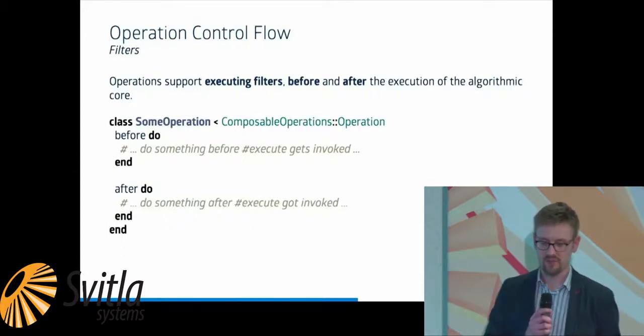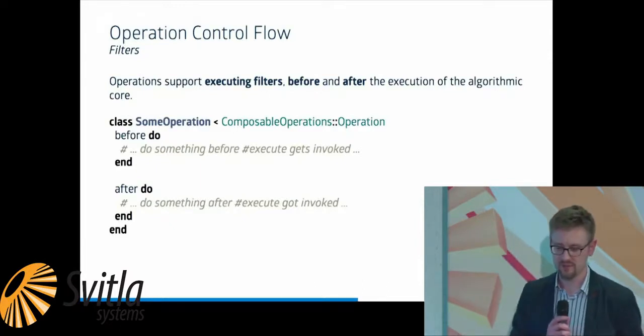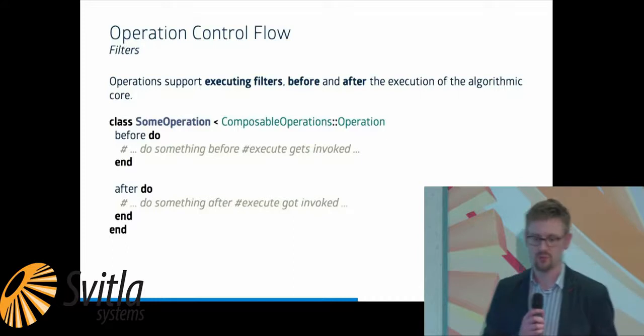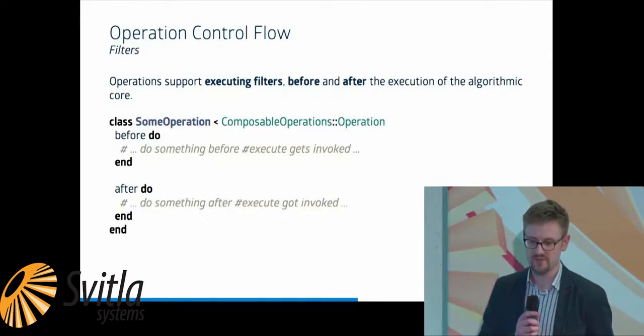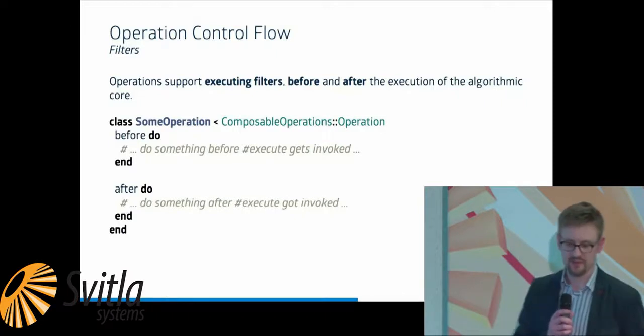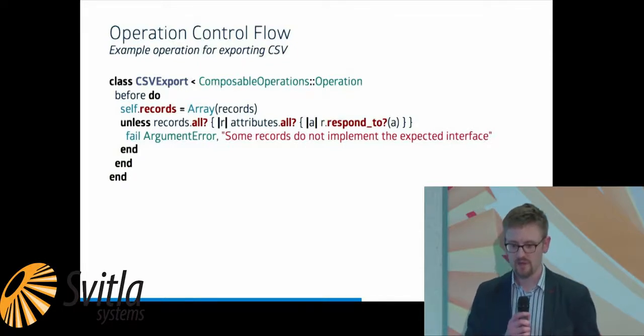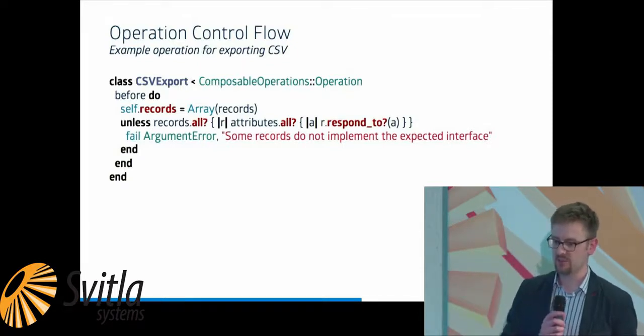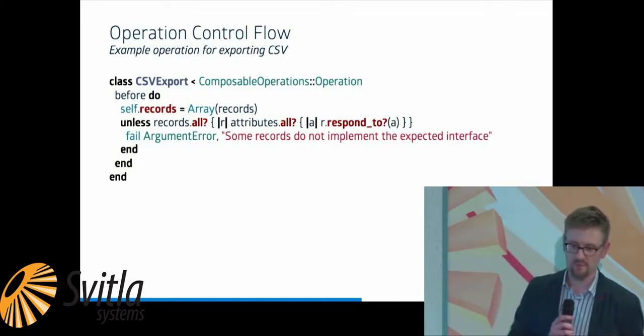As I said, there are more advanced control flow mechanisms. Every operation can also have before and after filters that get executed before or after the algorithmic core of your operation. You can have an arbitrary number of these before filters, and all the mechanisms like halting or failing an operation will work in these blocks as well. So here's an extension to our CSV export just to show you how these before blocks work. In this case, we just want to make our operation a little safer. It is not really part of the algorithmic core.